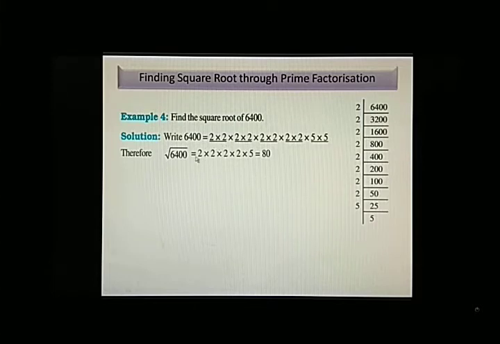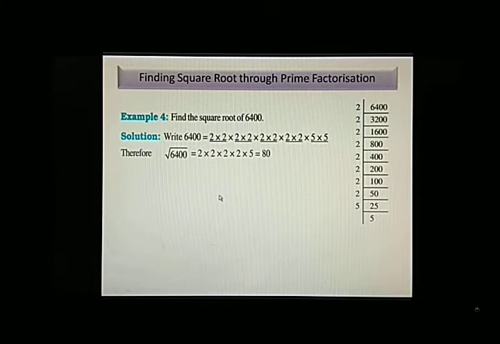So here 2 into 2 will take only 2. Here another 2. Here 2. Here 2. And here 5. So from the group we will take only 1. One group will denote only one factor actually. Then we will multiply this. After multiplying, whatever number we get will be the square root of the required number.